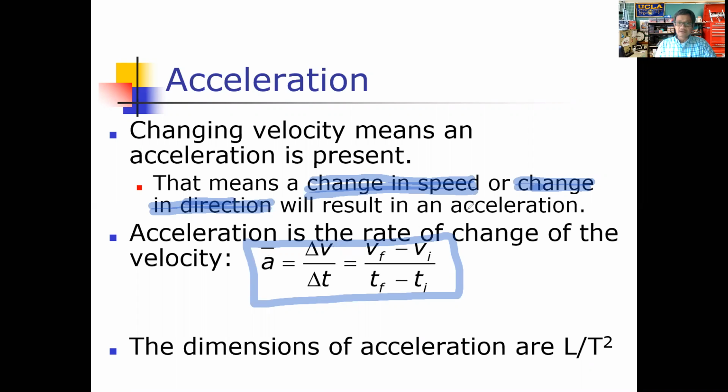And understand this, the velocities described here are instantaneous velocities. We talked about this in the last part of this discussion. This is the instantaneous velocity, or the velocity at a given time. So this is the velocity at time final, and this is the velocity at time initial. Remember what this instantaneous velocity is: it's the speed at a given moment in time.